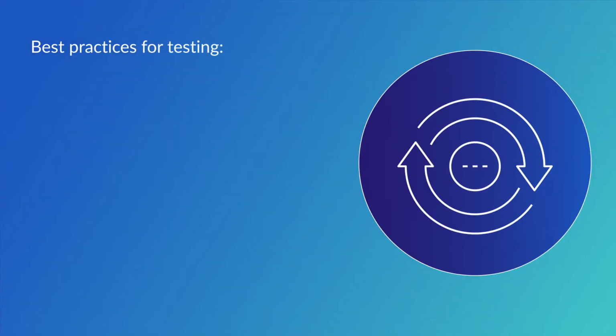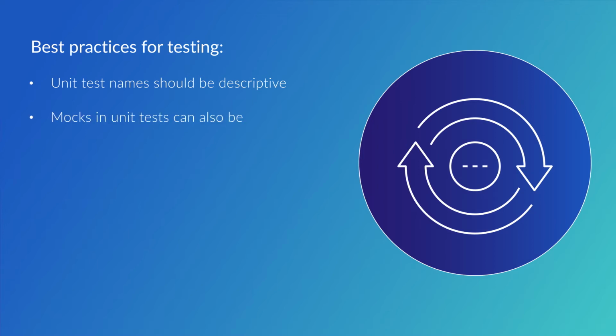Here are some best practices for testing. Unit test names should be descriptive. When reviewing the build output, finding out that the unit test 010 test failed is not going to be as helpful as finding out the cannot divide by zero test failed. Mocks in unit testing can also be set to fail. For example, a mock REST call that returns a 403 error. In cases like that, it's useful to know and test for what kinds of exceptions your code will throw.